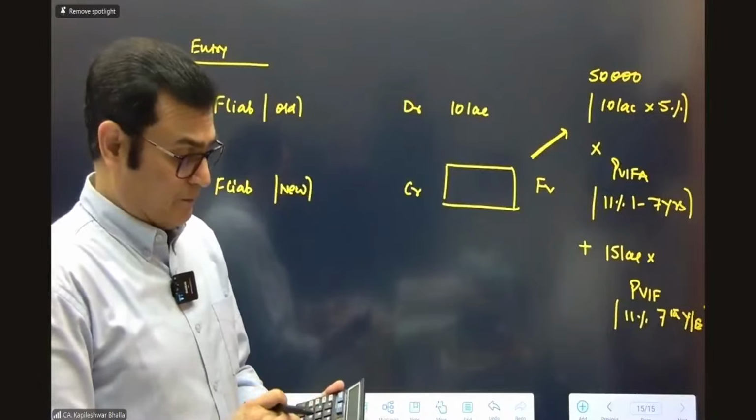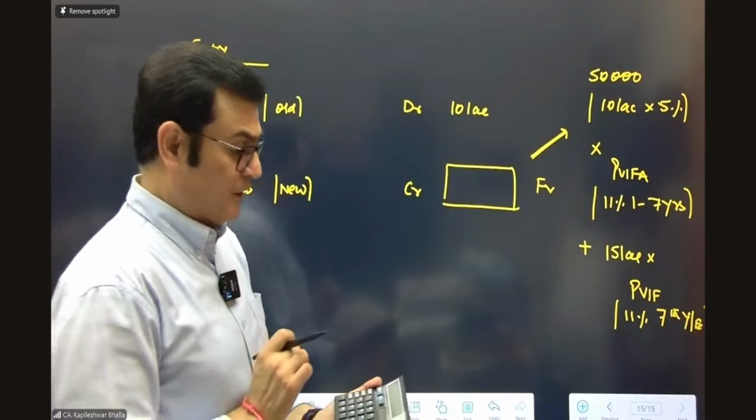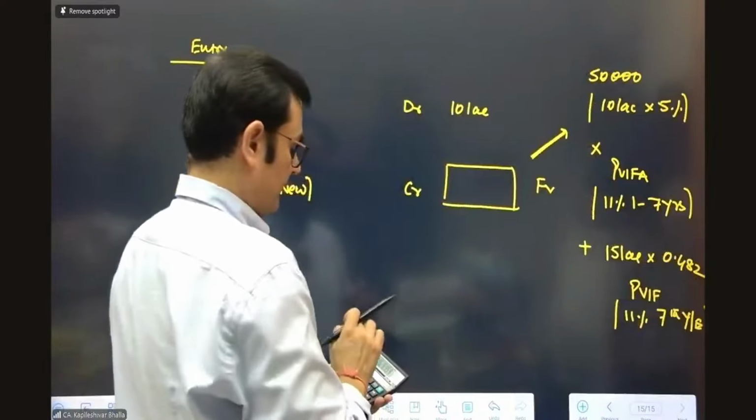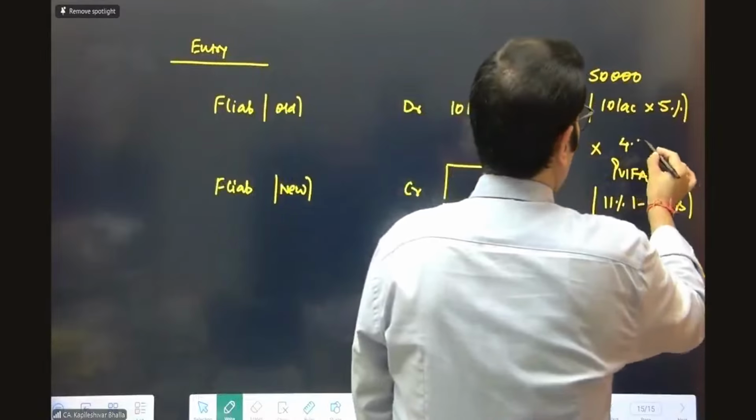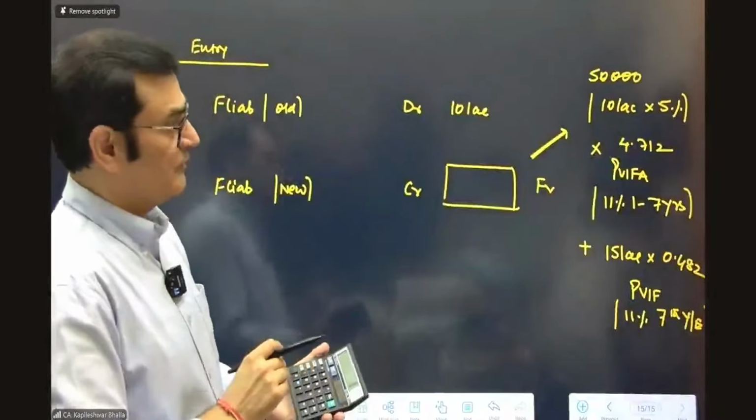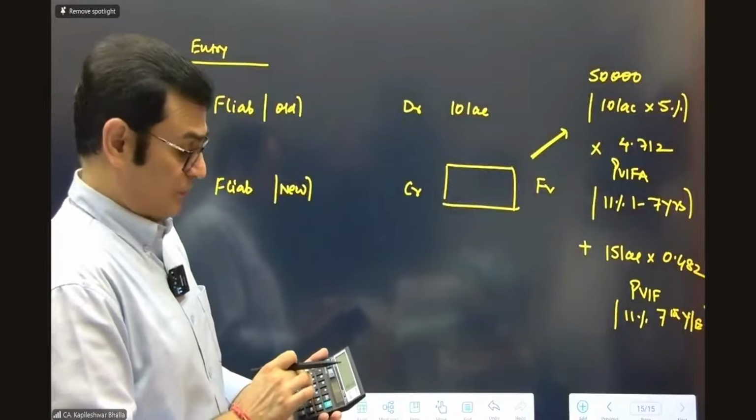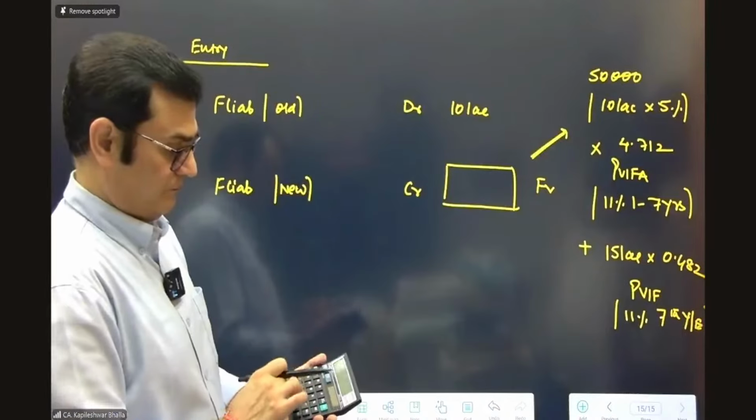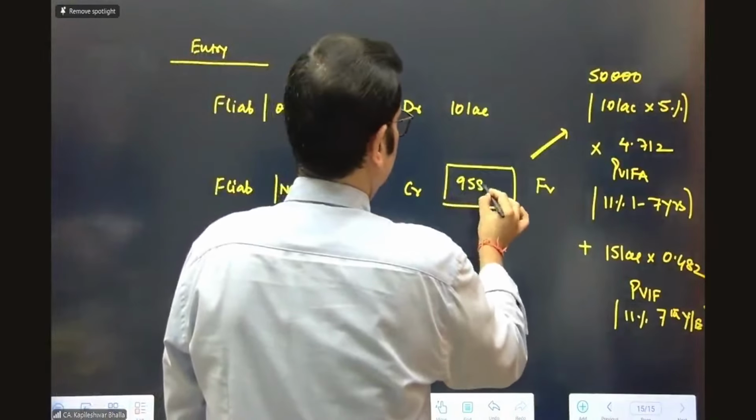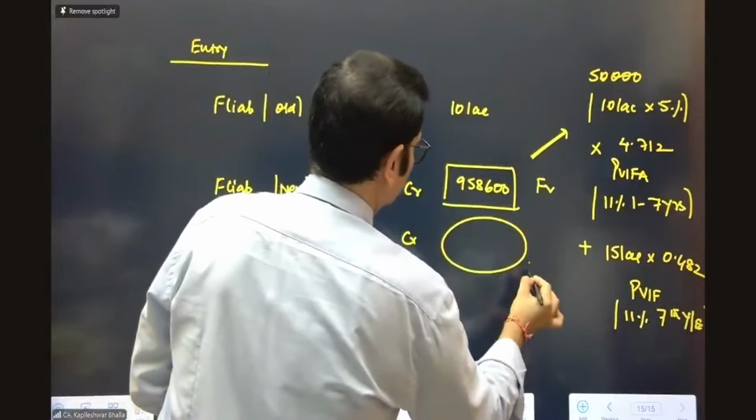So let's take 11%. 1, 2, 3, 4, 5, 6, 7. This is 0.482, the seventh year factor. This is 4.712, the cumulative factor for a period of 7 years. So 0.482 into 15 lakhs, this is 723. So this comes to 958,600 as the total. And we're getting a balancing figure in this case.